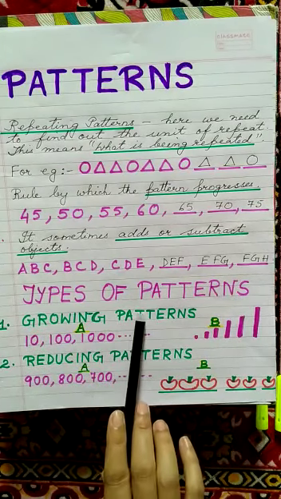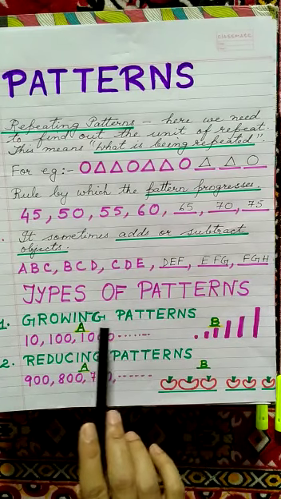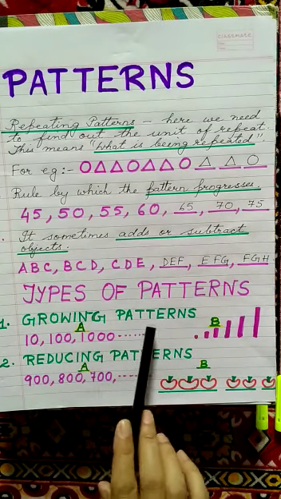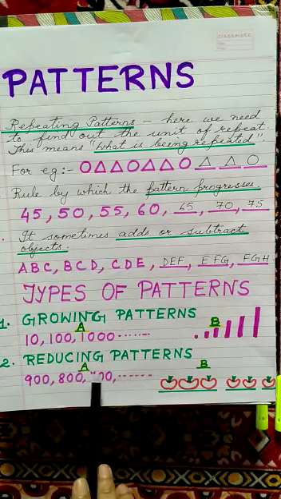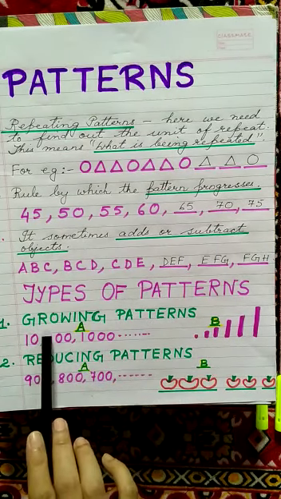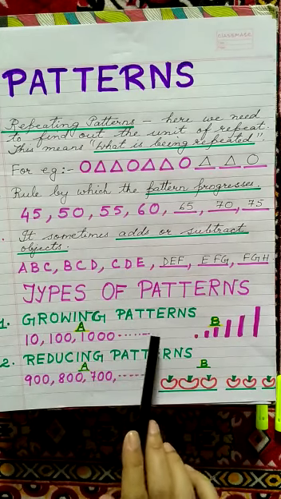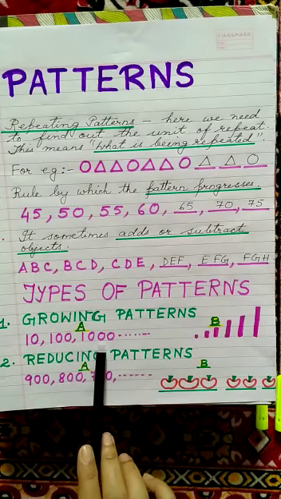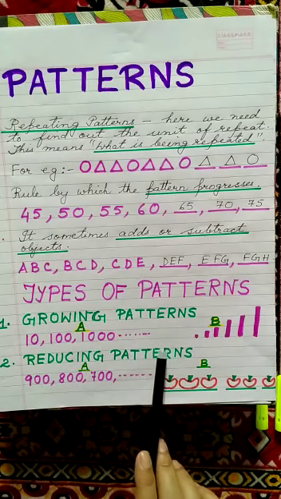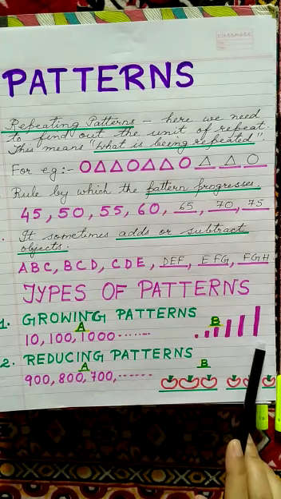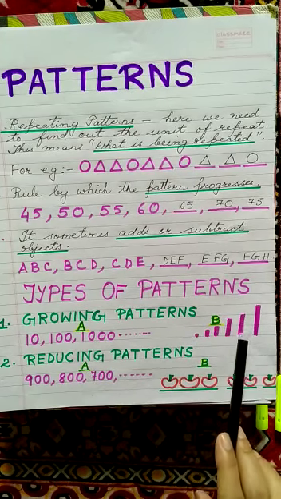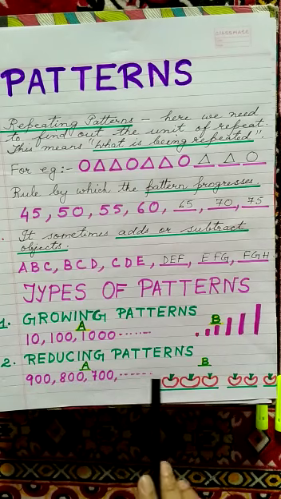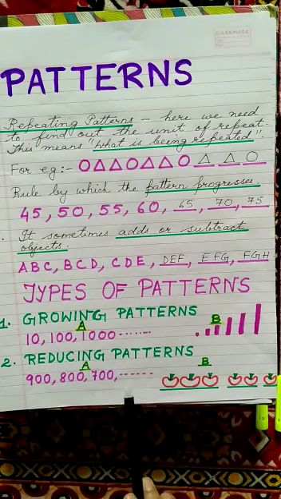Now let us see types of patterns. There are basically two types of patterns. One is growing pattern and another is reducing pattern. Growing patterns means increasing patterns. 10, 100, 1000, 10,000 and so on. If you see the bars here, they are growing, they are continuously increasing.